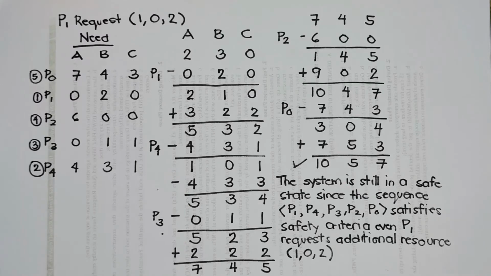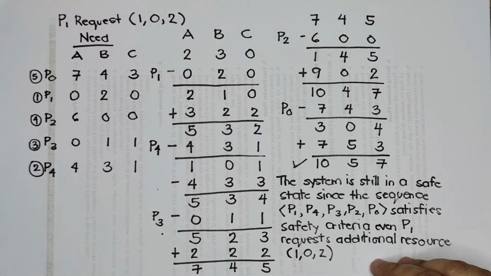Okay, actually in the presentation, the sequence is P sub 1, P sub 3, P sub 4, P sub 0, and P sub 2. Actually, it depends again. You just need to identify one sequence that will complete the execution of the processes that's still in the safe state. It does not matter as long as you identified one sequence.